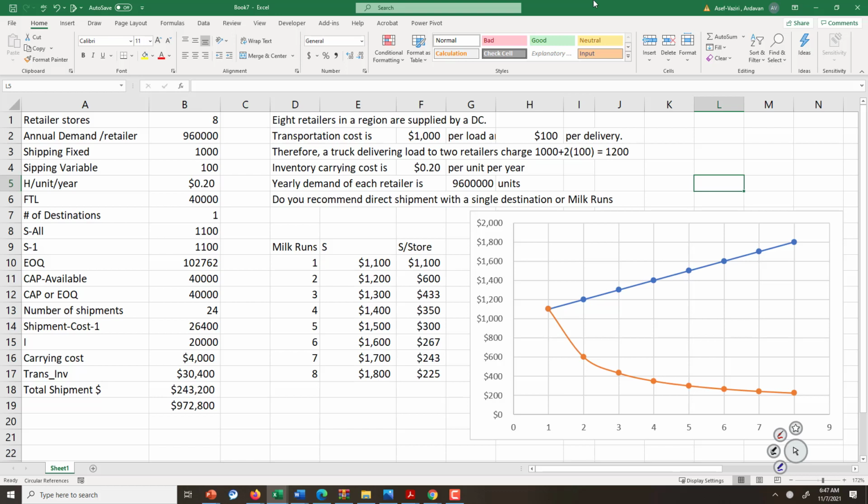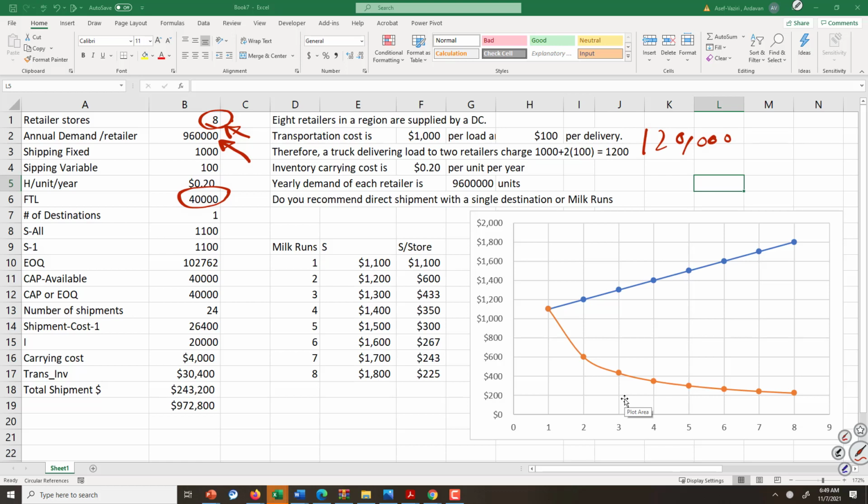Here, we almost have the same logic. Indeed, we exactly have the same logic, but here we consider the trade-off between transportation cost and inventory carrying cost. A retailer chain has 8 stores. A truck has a capacity of 40,000 units of product. For simplicity, the demand of all retailers is equal and is 960,000 for each store. Later, we also consider the situation when the demand for each store is 120,000.